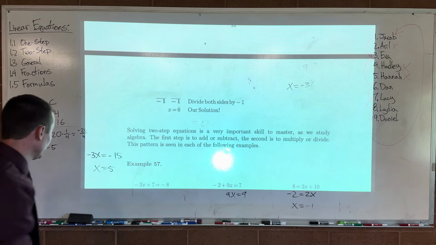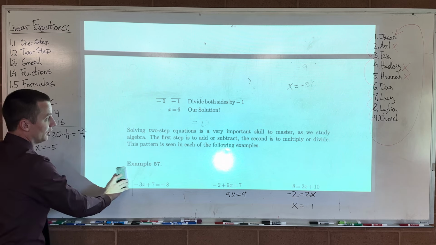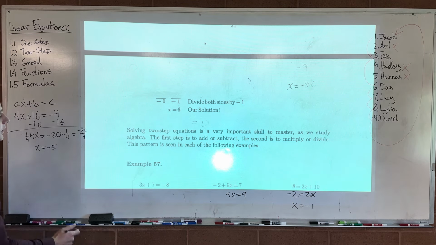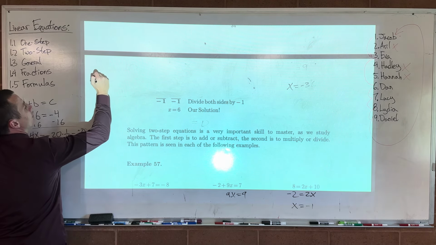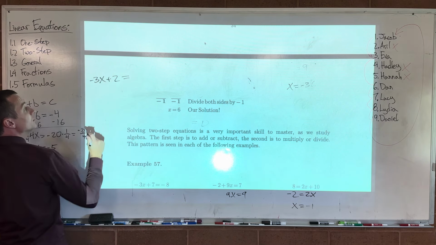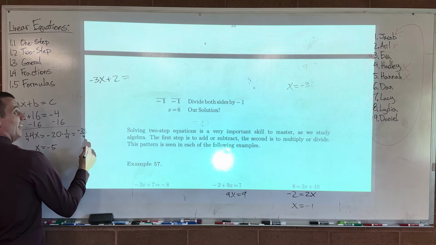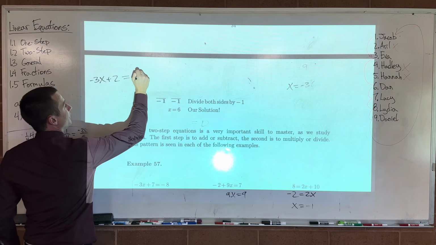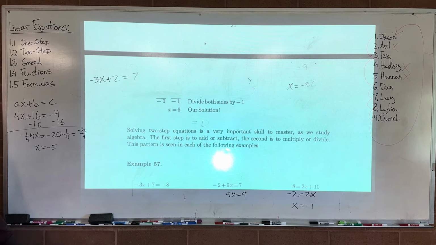One more thing I'm going to point out. The author doesn't really specify it. Maybe he does later, I don't know. Sometimes people hate when the x is the term that's negative. So let's say I have, for example, negative 3x plus 2 is equal to, let me think, I'll make this 7. Let's imagine we had a problem like this.